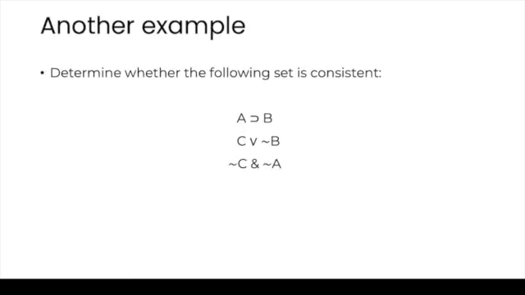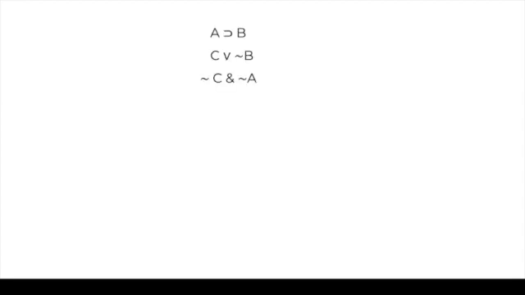Determine whether the following set is consistent. So we begin our initial list, and where should we start? Well, notice that we have a conditional at the top, but that involves a branching rule. Then we have a disjunction, which also involves a branching rule. Then we have a conjunction, and the conjunction involves a stacking rule. That's where we start. So we check it, and then we have the stack of not C and not A.